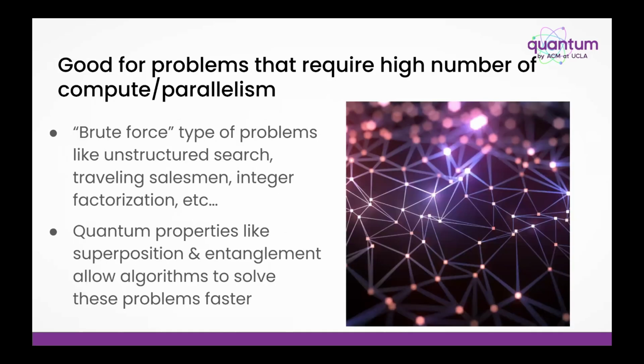So what problems is quantum computing actually good for? Quantum computing is good for problems that require a high amount of compute and parallelism. Some of these problems might be brute force type problems, like unstructured search, which is the needle in a haystack problem, you know? You have a bunch of different inputs and you go through all the inputs one by one to figure out which input is the one you're looking for. Very, very time consuming on a classical computer.